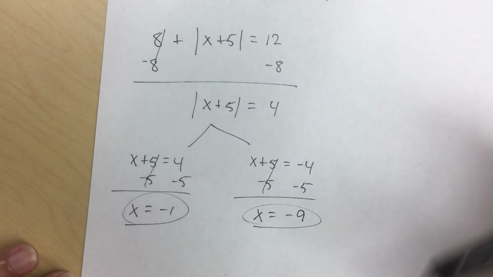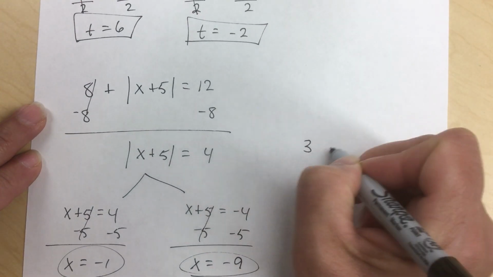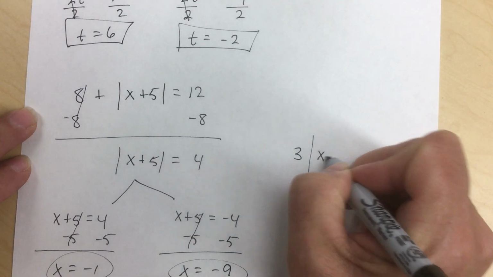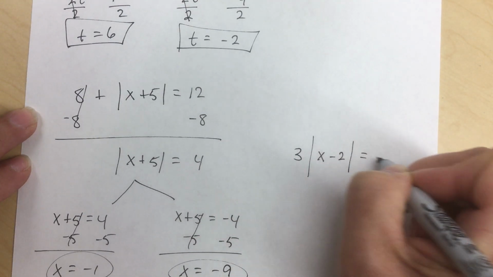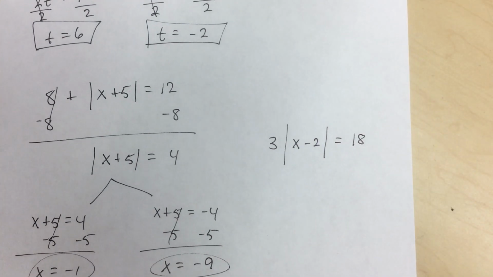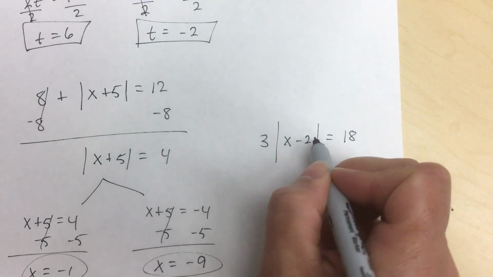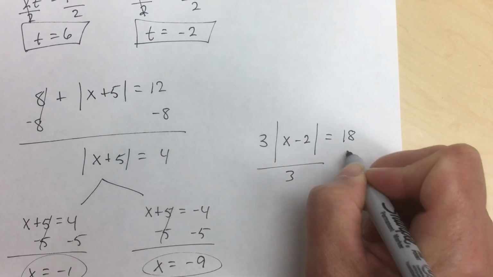You might have a number on the outside like this. Like you might have 3 times the absolute value of x minus 2 is equal to 18. What do we have to get rid of? What number do we have to get rid of? 3. How are we going to get rid of it? Divide, exactly, because this is 3 times that, so we get rid of it with division.